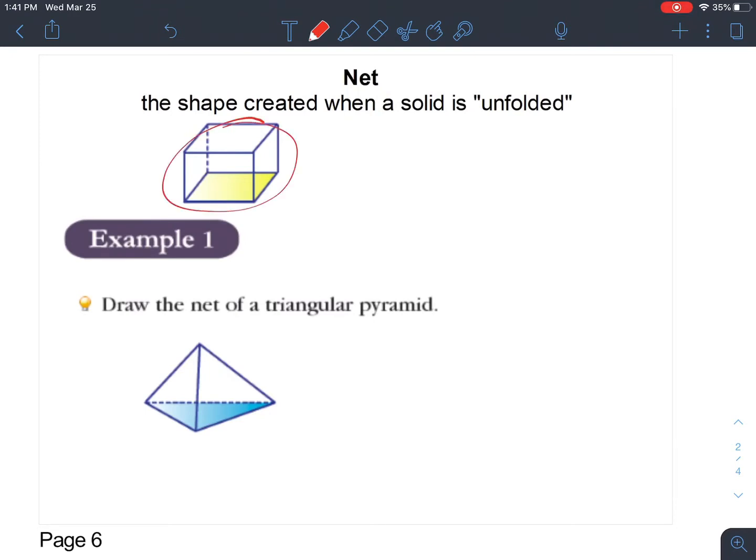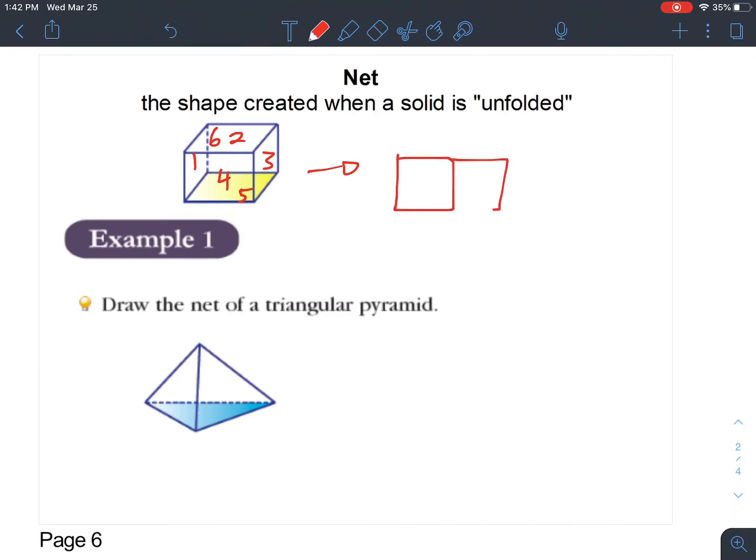So for this here, I'm going to just say that that's a cube. Well, we know that a cube has 6 sides: 1, 2, 3, 4, and then the bottom is 5, and then the top is 6. So what I need to do then is I should draw 6 squares.